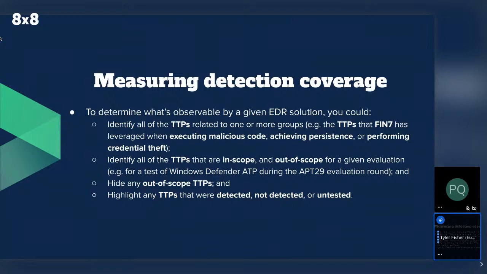And from there, figure out what TTPs were in scope or out of scope for a given evaluation. Let's say you want to compare these TTPs to what we studied with APT3 and APT29. And then you want to subtract those TTPs that are out of scope. The next step is to highlight which TTPs were detected, which weren't detected, and which weren't actually tested at all in the context of the evaluation. You can look at some of the results for Defender ATP in 2018 as well as 2019 now, and see what the baseline is for these detections.